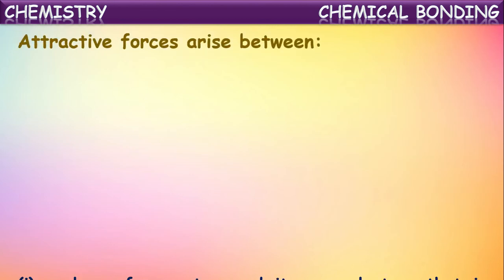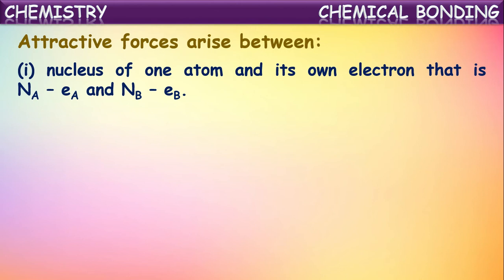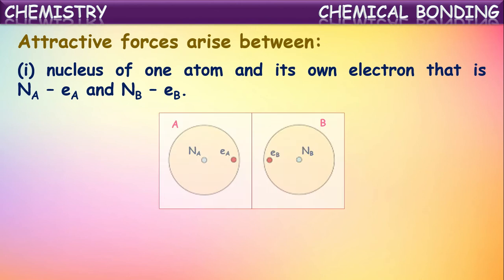Attractive forces arise between the nucleus of one atom and its own electron. That is, suppose this is one hydrogen atom we have considered. Between the nucleus of this hydrogen atom Na and the electron of this atom Ea, certain attraction occurs because the nucleus is positively charged and the electron is negatively charged.